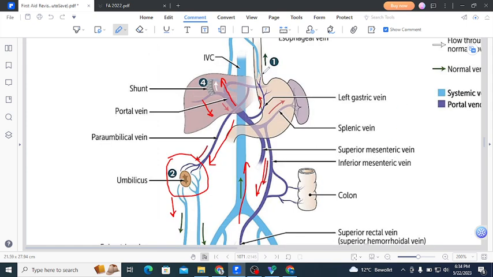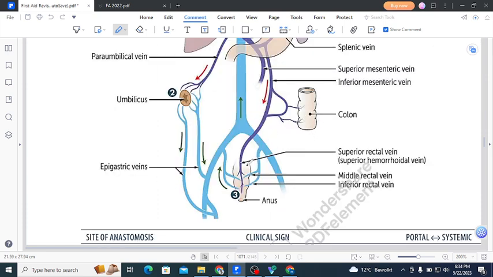And the inferior mesenteric vein, how is the portal vein formed? The portal vein is formed by the confluence of the splenic vein, the inferior mesenteric vein, and the superior mesenteric vein behind the neck of the pancreas, and then it forms the portal vein. From the inferior mesenteric vein, the blood drains from the rectum via the superior rectal veins, and then it drains into the inferior mesenteric vein.